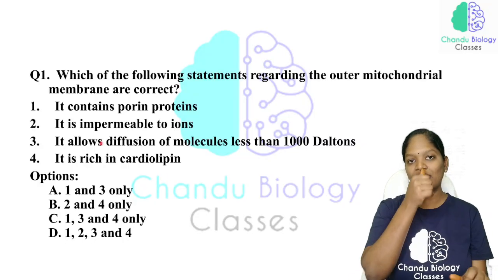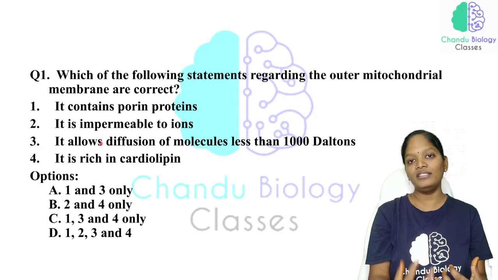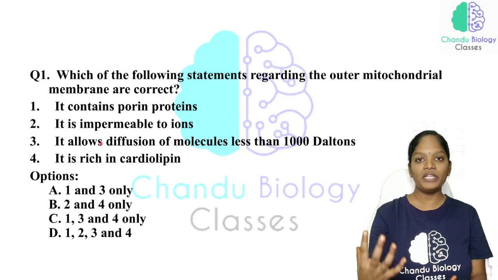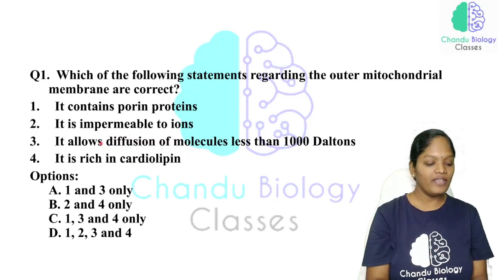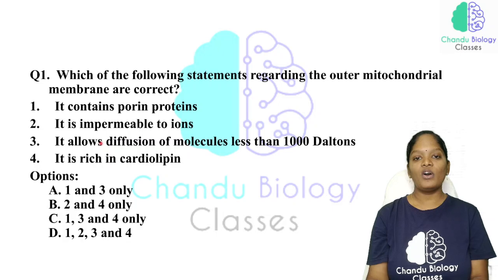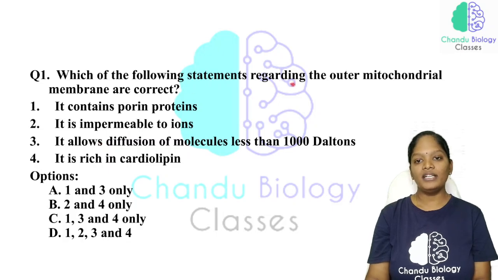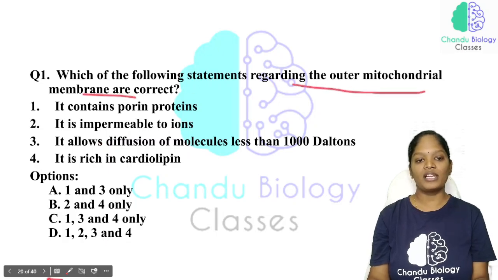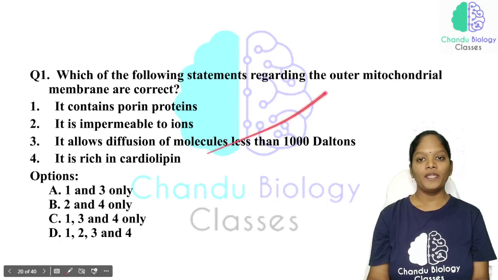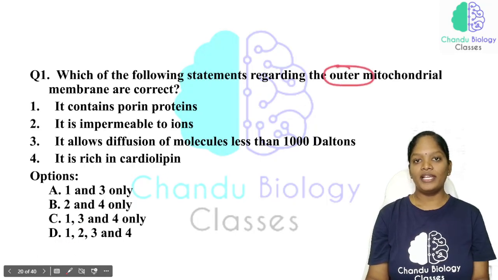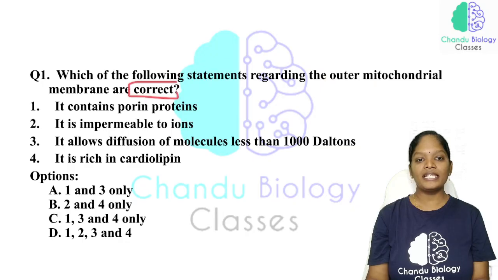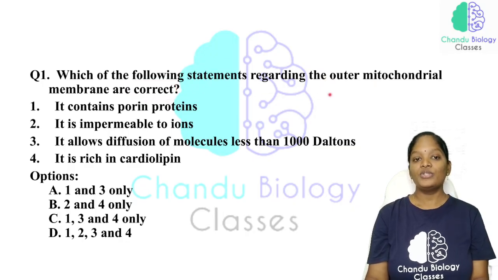So far we have completed all the important things which can be expected in the examination. Okay, so now we can start the questions. Which of the following statements regarding the outer mitochondrial membrane are correct? Regarding the outer mitochondrial membrane, they are asking for the correct statement. Always have the habit of reading the question twice.